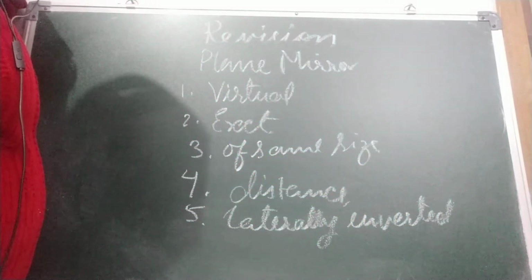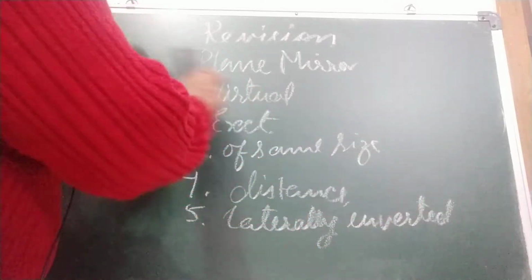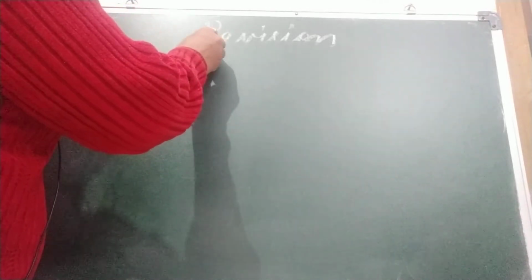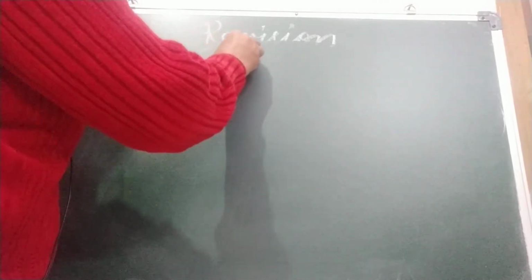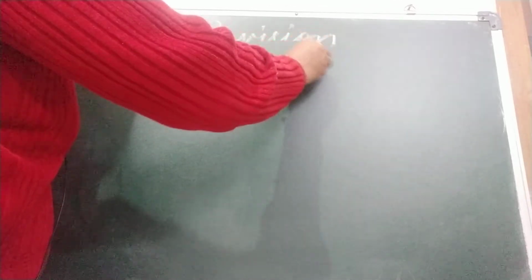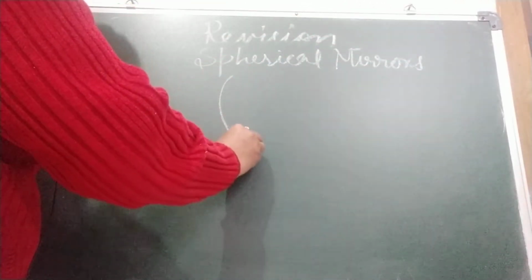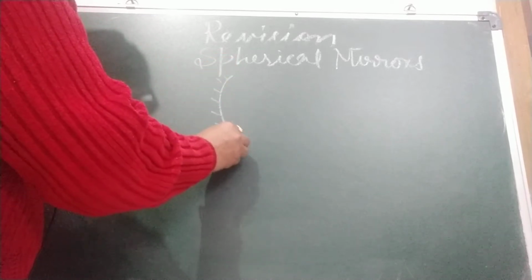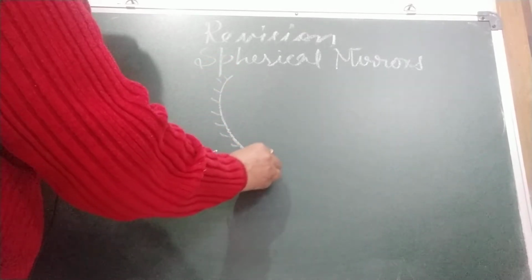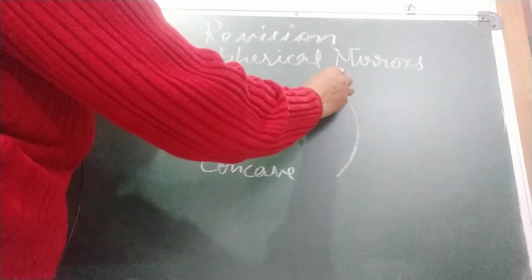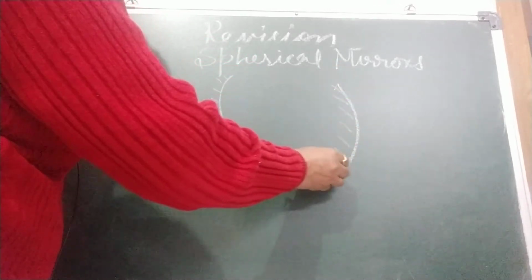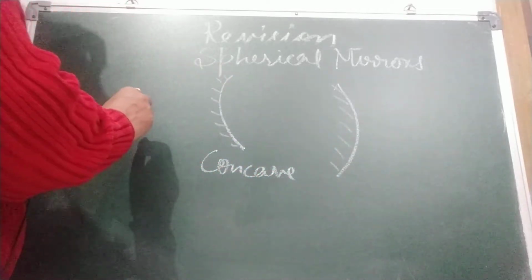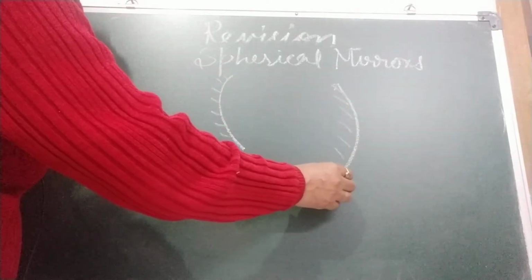Now we are coming to spherical mirrors. This I told you about plane mirrors. Now we are going to discuss spherical mirrors. There are two types. One is concave. This one is concave. And the other one, this is convex. The bulging side is polished. Here, the bulging side is the reflecting surface.